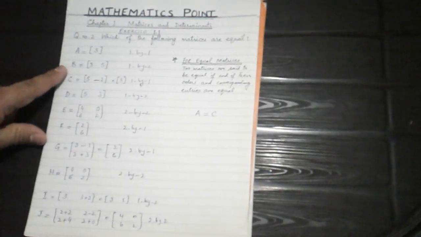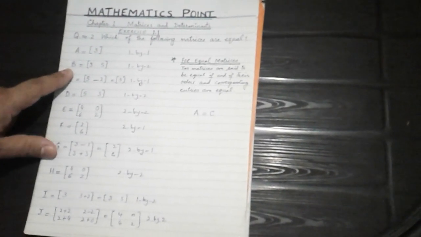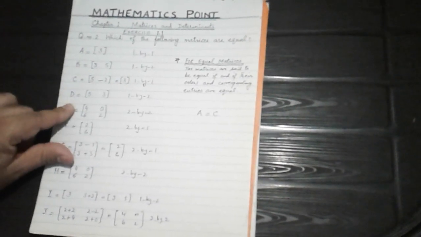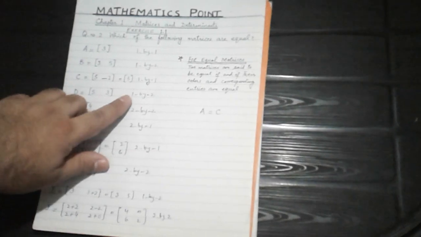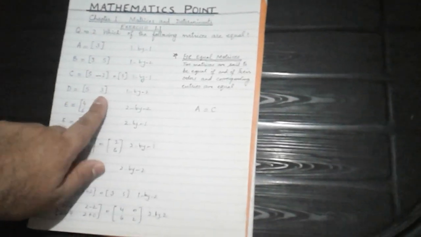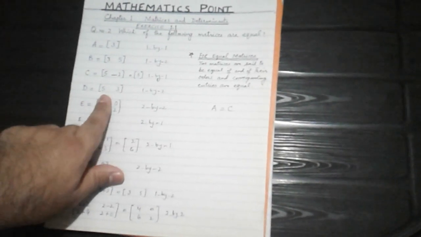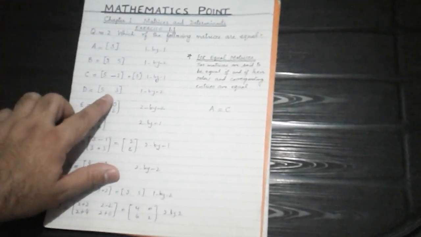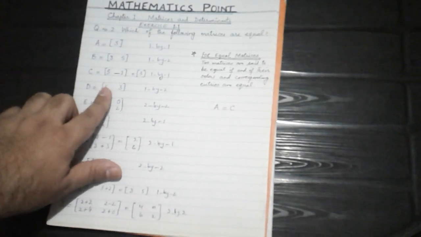Now we come to the matrix B. Here the order is 1 by 2 and what about the matrix D? The order is 1 by 2, but we have to see the other thing, that is the corresponding entries. Here the entries are 3 and 5, in D 5 and 3. So only one condition is fulfilled, the second condition is not fulfilled. So that's why B is not equal to D.